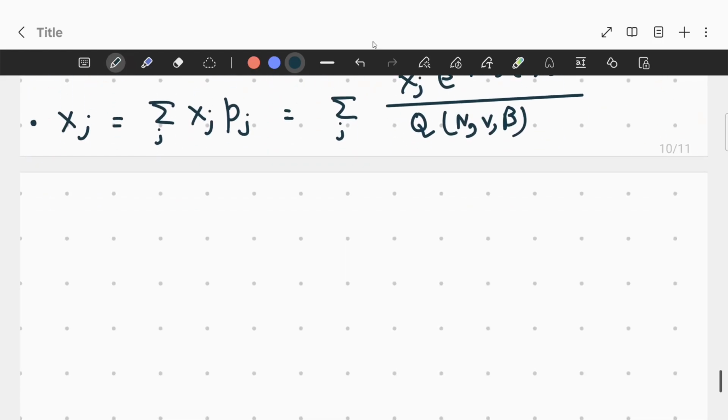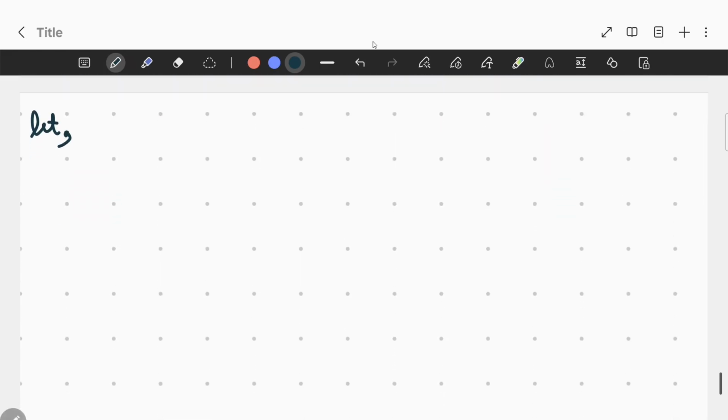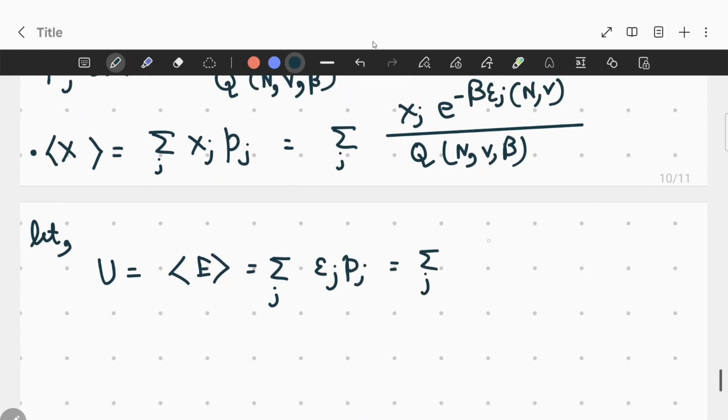I think it's clear. Just take an example. Let's take internal energy. So internal energy U is the average of E, correct? So it is the sum over j of ej pj. So it is the sum over j of ej e to the power minus beta ej divided by Q(N, V, beta).